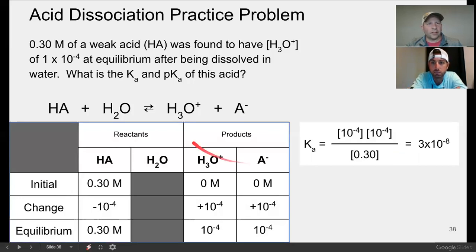I want to make sure that they understand that this is the same. 1 times 10 to the negative fourth is the same as 10 to the negative fourth. They're the same thing, okay?